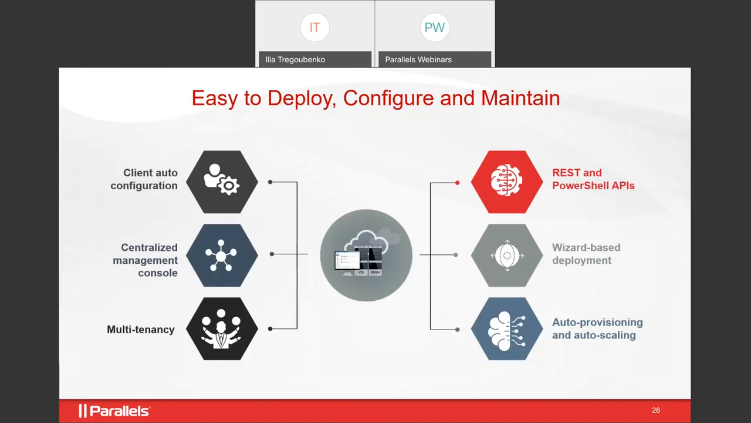Okay. So we're easy to deploy, configure, and maintain. And how do we do that? Well, client auto configuration allows you to quickly enroll new users to access published applications and desktops with a single click on the auto config link. Centralized management console, all the daily tasks you can perform through that single pane of glass. You can deploy servers, publish applications, monitor resources, manage devices, even offer help desk assistance, and define security policies. And this is all from the one console. Multi-tenancy.